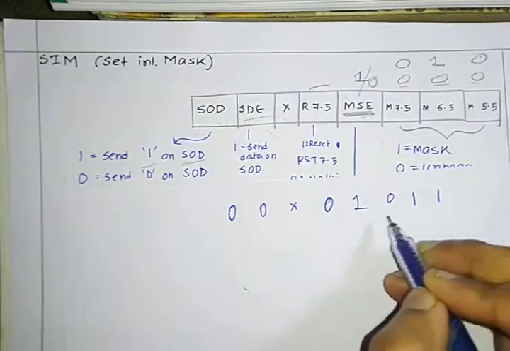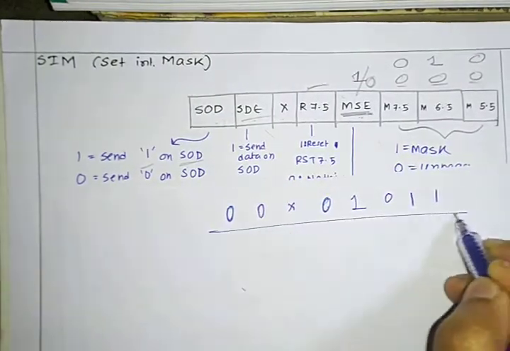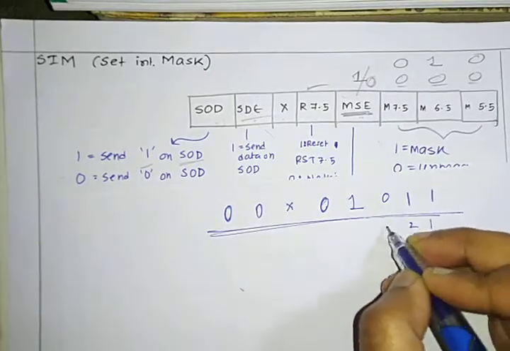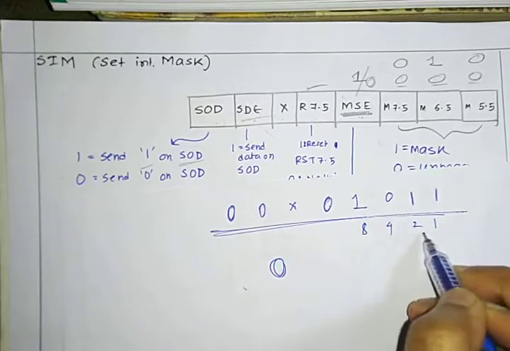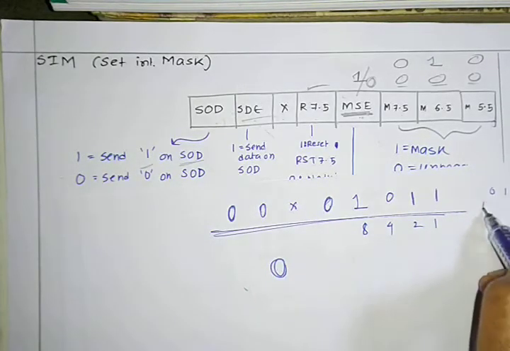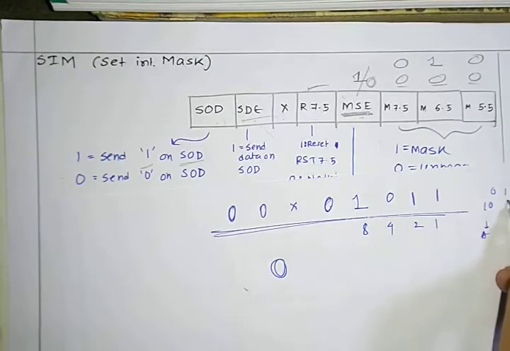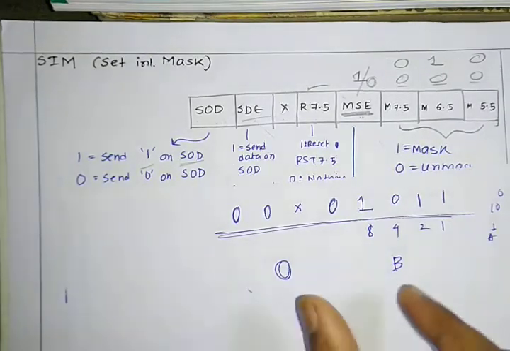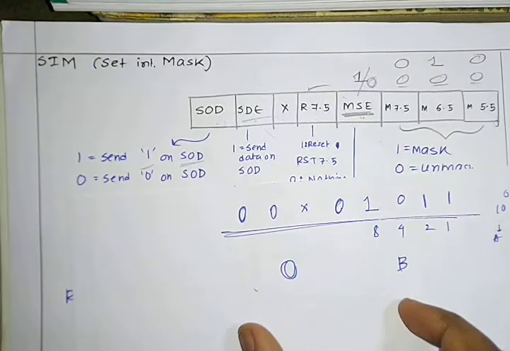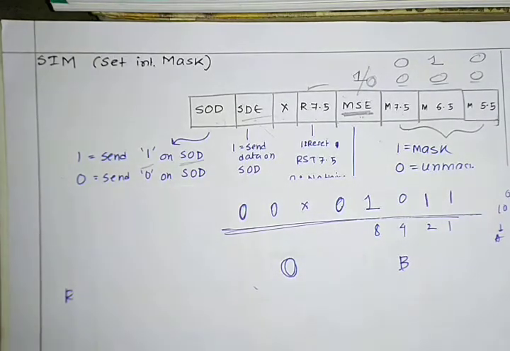Then this data is 1 2 4 8, that is 0. This is 8 to 11: 0, sorry, 10 is A, 11 is B, so this is 0B. This combination can be represented in hexadecimal as 0B, right?